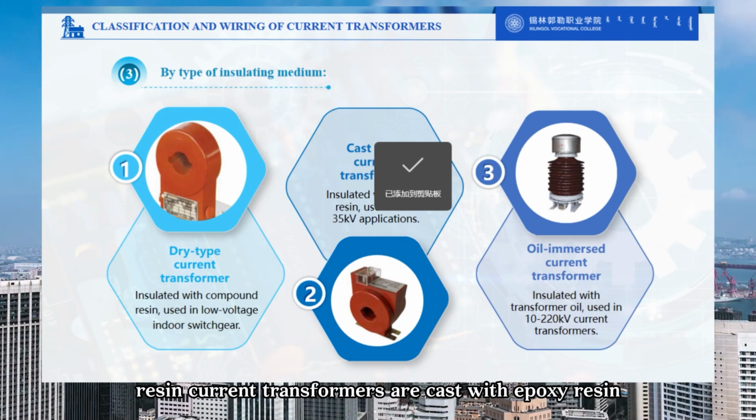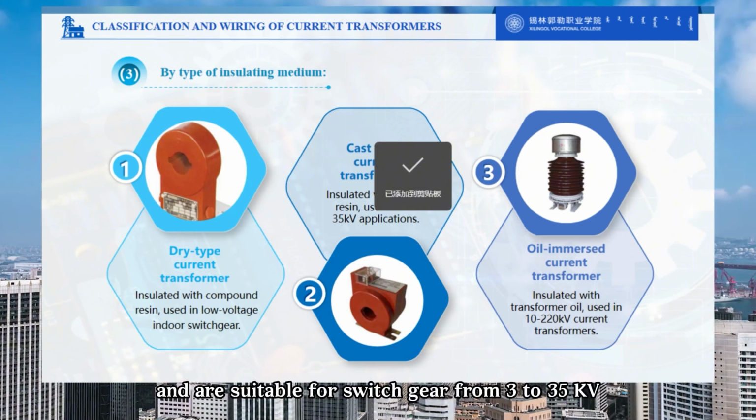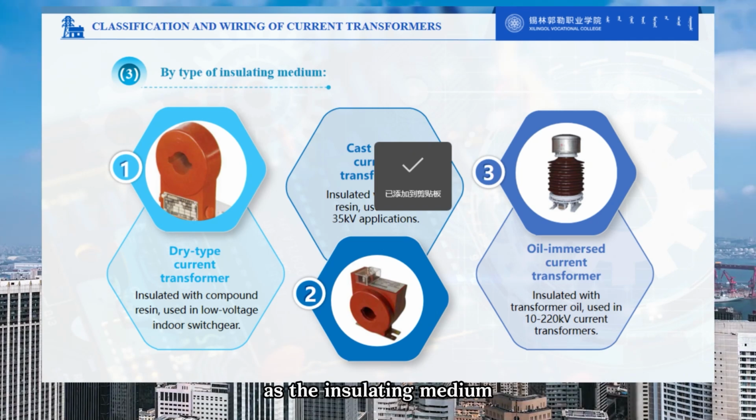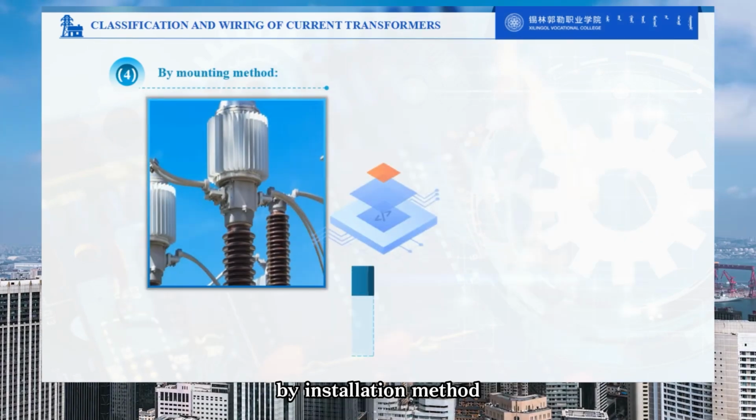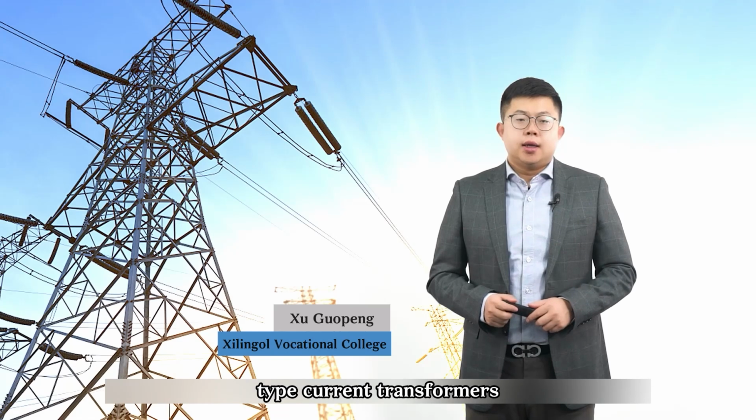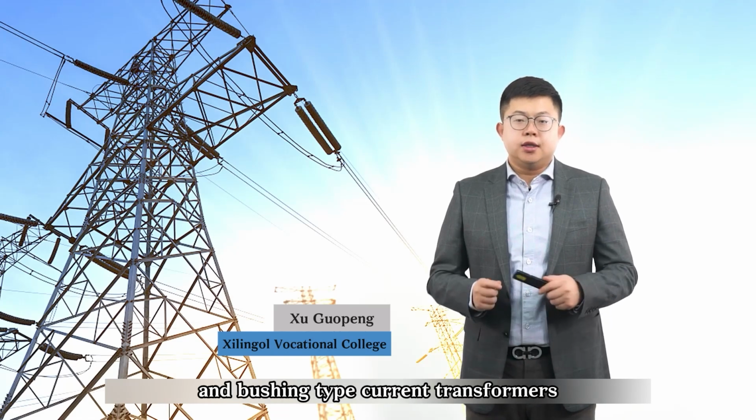Resin current transformers are cast with epoxy resin and are suitable for switchgear from 3 to 35 kV. Oil-immersed current transformers use transformer oil as the insulating medium, in voltage levels from 10 to 220 kV. By installation method, they can be divided into supported type current transformers and bushing type current transformers.